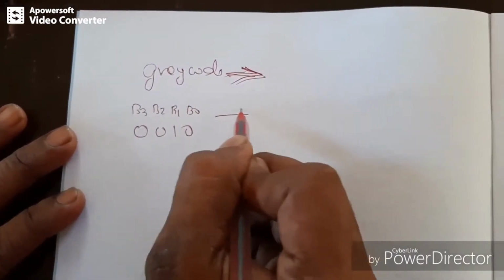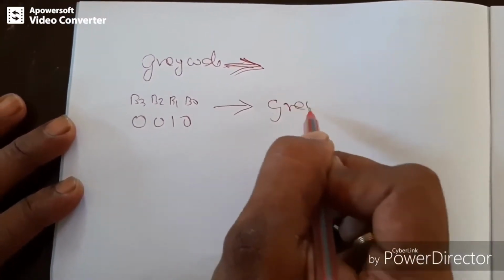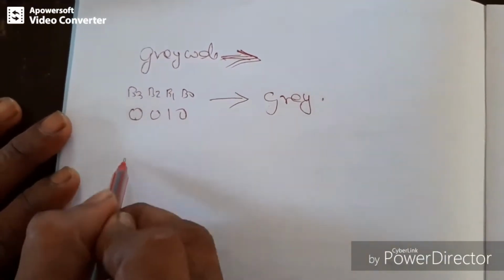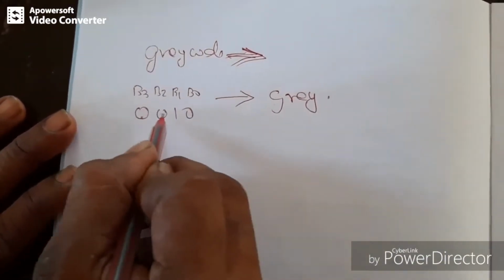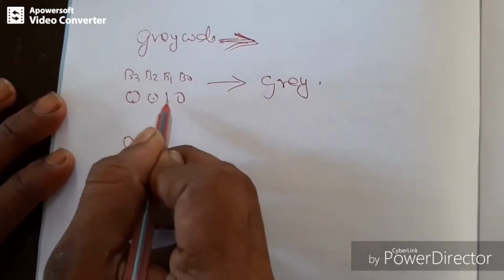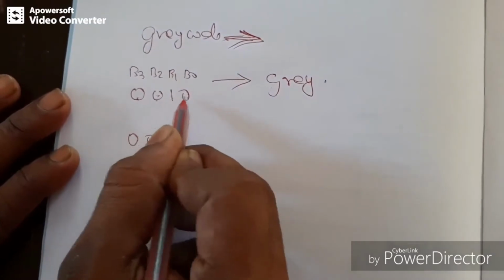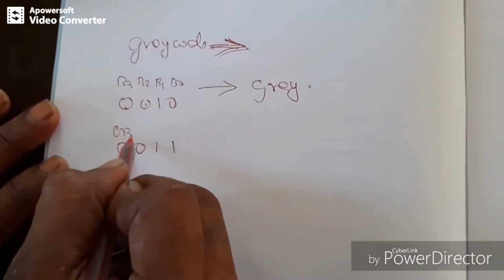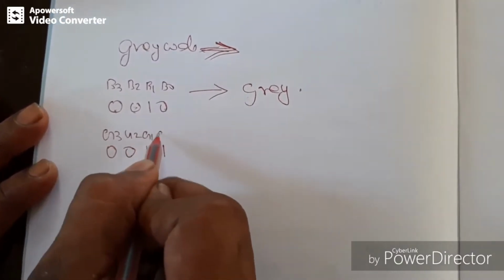How to convert this into gray? To convert this into gray, first you have to write 0 as it is, B3 as it is, then add 0 to 0, 0; 0 to 1, 1; 1 to 0, 1. So now this is the gray code, that is, this is G3, G2, G1, G0.